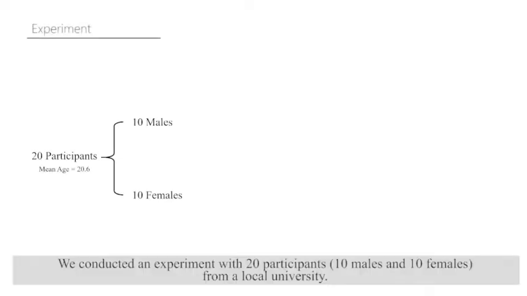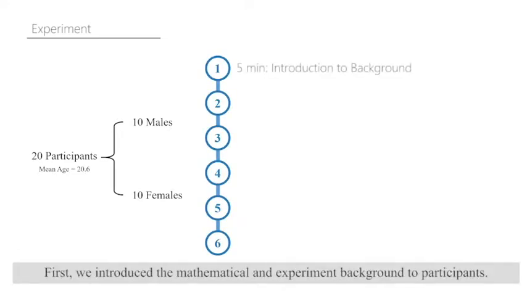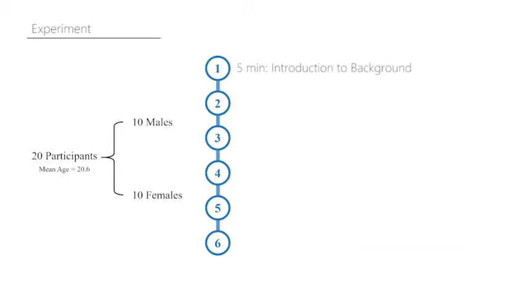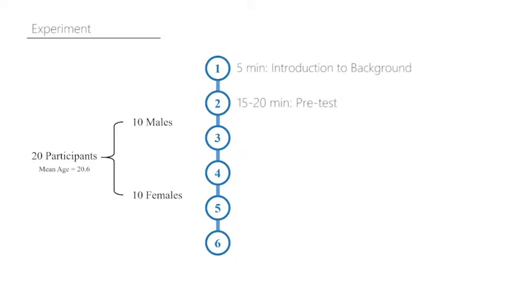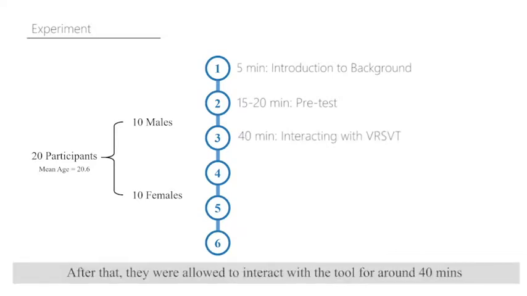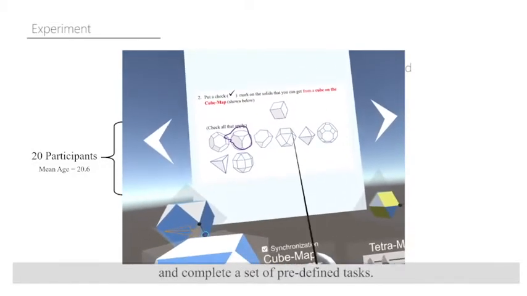We conducted an experiment with 20 participants, 10 males and 10 females, from a local university. The whole experiment was divided into 6 phases. First, we introduced the mathematical and experiment background to participants. The participants were then asked to do a pretest. After that, they were allowed to interact with the tool for around 40 minutes and complete a set of predefined tasks.